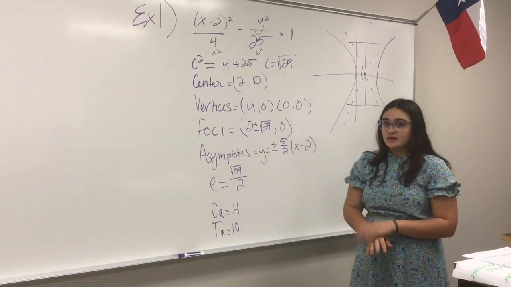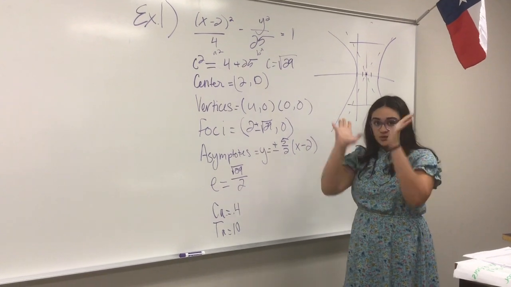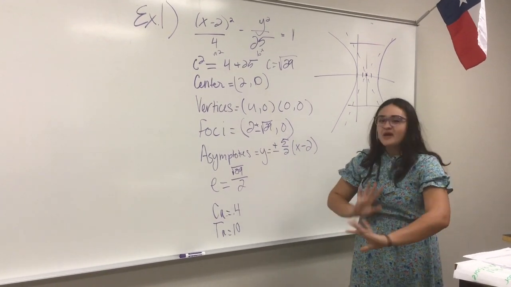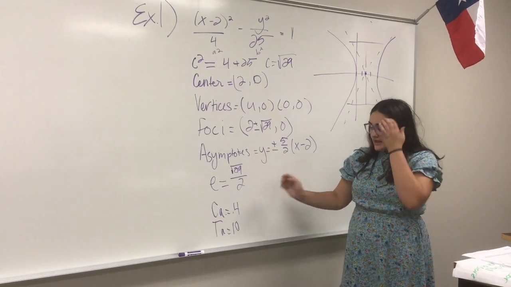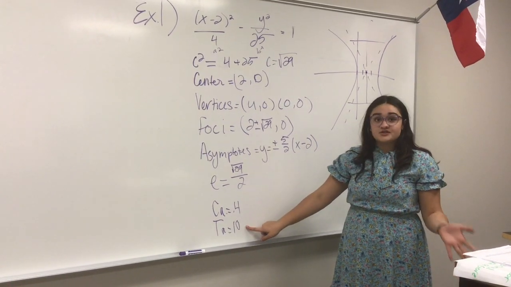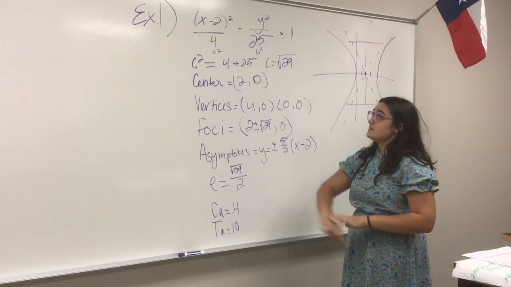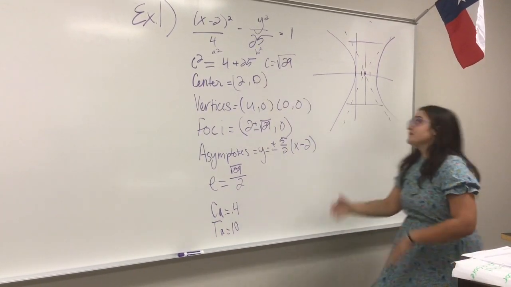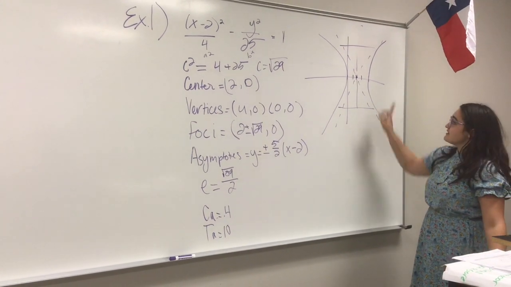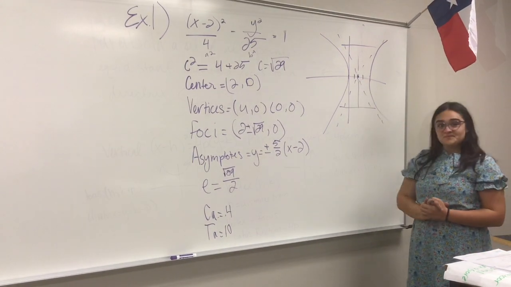The closer it is to 1, the better. It gets us the more perfect hyperbola. And we can also get our conjugate axis, which is going to be 4. And our transverse axis, which is going to be 10, because it's going to be taking our 5 times 2. And then over here, you can see how it would look like graphed. This being our center.